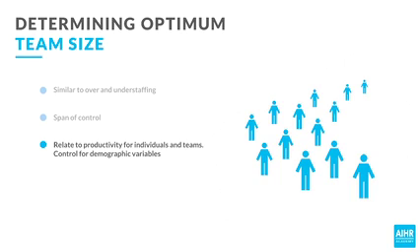So you take the team size and you relate it to the productivity of a manager and of the individuals in the team. You would analyze this through a regression analysis and you would control for certain demographic variables.